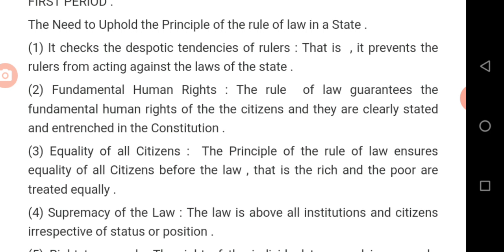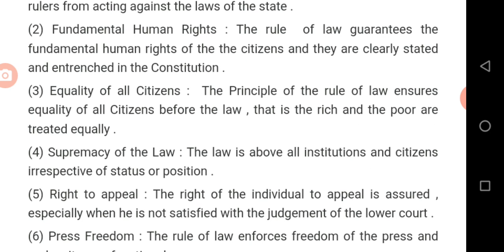3. Equality of all citizens. The principle of the rule of law ensures equality of all citizens before the law. That is, the rich and the poor are treated equally. 4. Supremacy of the law. The law is above all institutions and citizens, irrespective of status or position.